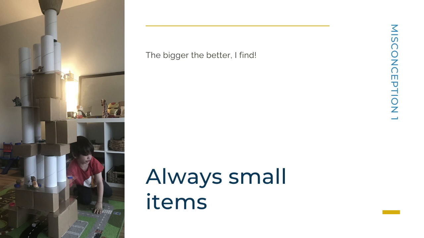So some of our favorite loose parts that we use at home are these cardboard blocks, cardboard tubes, and pieces of plexiglass. Nothing is small, and it allows us to create really amazing towers and do all sorts of fun things with them.